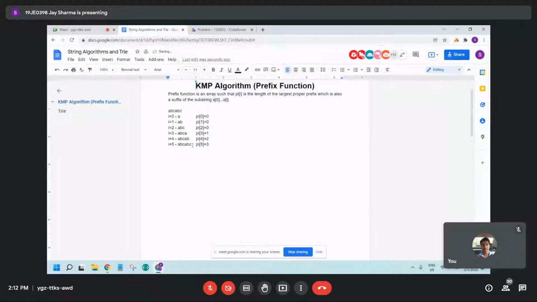So just tell me one thing, is this clear? And you can just write in the chat if the definition of prefix function is clear or not.